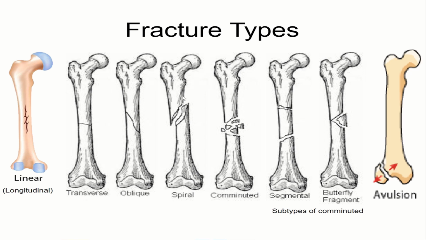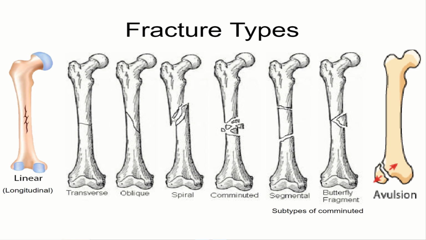Then we have spiral. Spiral is just what it says. We have shearing of the bone, and the style of the break runs around the shaft of the bone. One of the characteristic aspects of this is that there are overlapping pieces, like part of this bone sits on top of this. And with a spiral, how this happens is that the ends of the bone are turning in opposite directions.